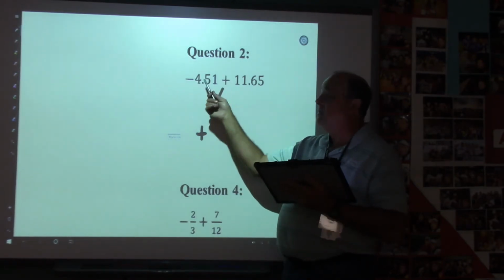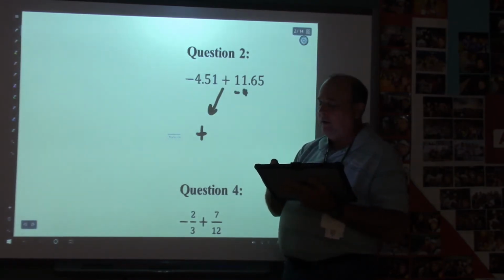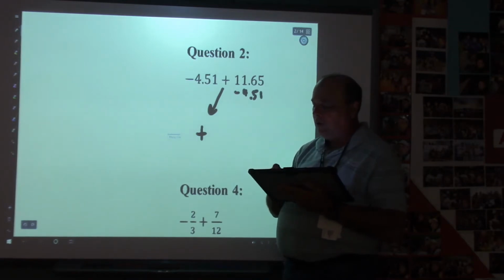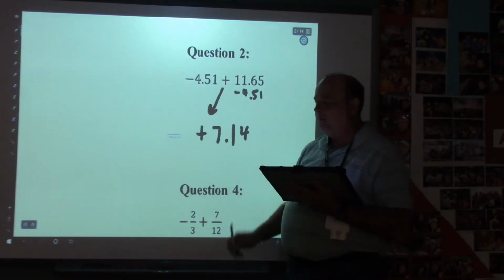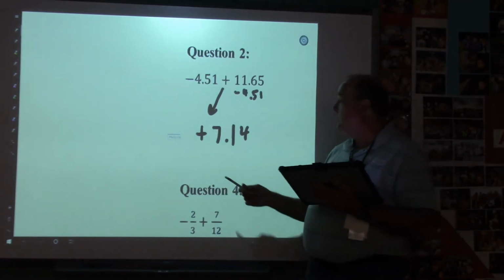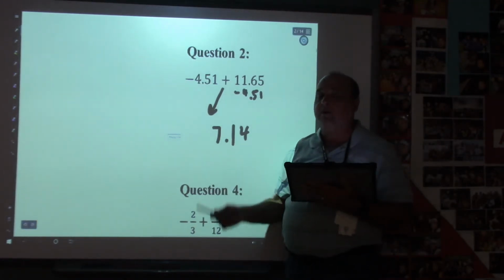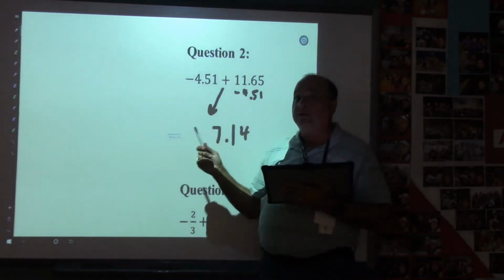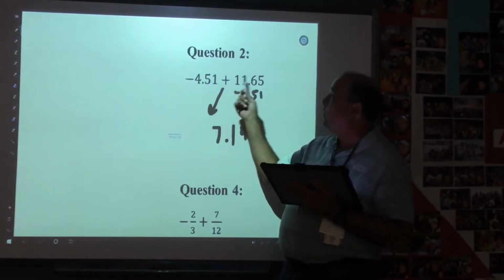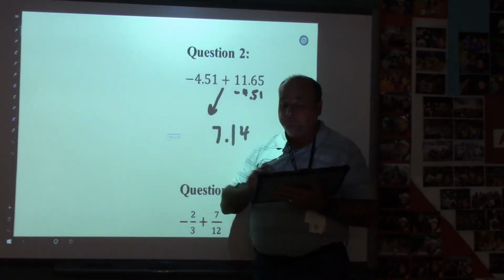Now then on this one, the signs are different, so I'm going to subtract. You can use a calculator if you want. 7 and 14 hundredths, okay, would be that answer. And technically, you don't have to put the plus, do you? Now then, if you were to punch that in on the calculator, you would get 7.14. On the test, we would assume you would do that on the calculator.